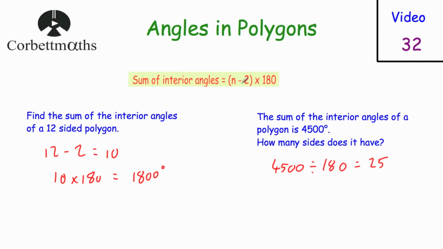But remember, we've taken away 2, so because we're going backwards, we're going to add 2, so we're going to do 25 plus 2 is equal to 27. So the angles in a 27-sided polygon will add up to 4500 degrees, and that's it. Okay, now this formula is really useful.